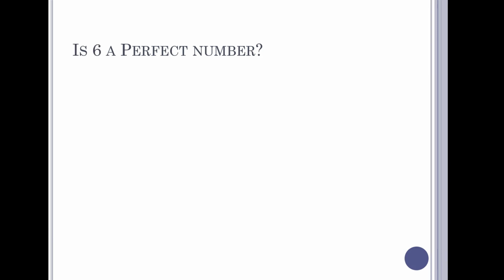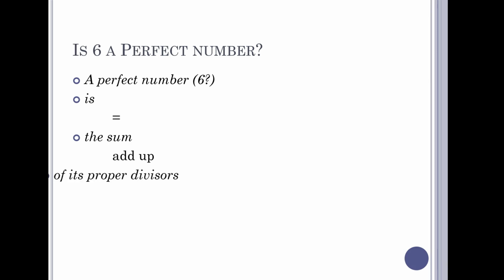How about 6? Is 6 a perfect number? Let's try it out. So we're going to start with, is 6 a perfect number? By getting the sum of its proper divisors. We're going to add up the proper divisors of 6. So right now, pause the video for a second and see if you can think of what the proper divisors of 6 are. That is, all the numbers that divide into 6, except not 6 itself. Pause the video here and try it out.